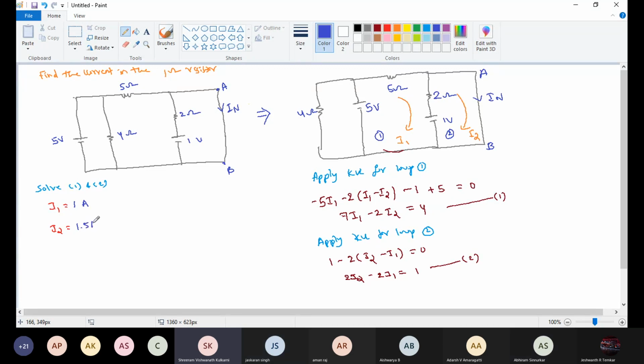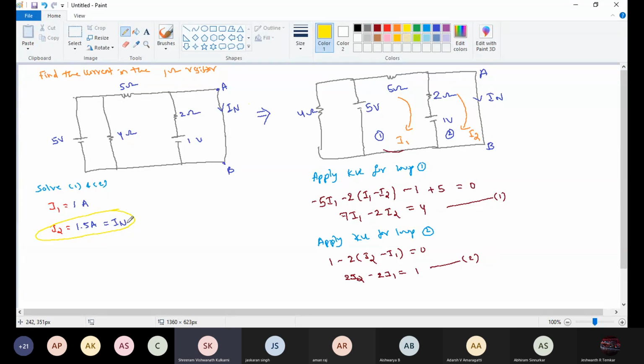Okay, 1.5 ampere. Now we can see I2 is in the same direction as IN. So I can call IN also 1.5 ampere. Okay, we found IN. Now the next step is we need to find RN.